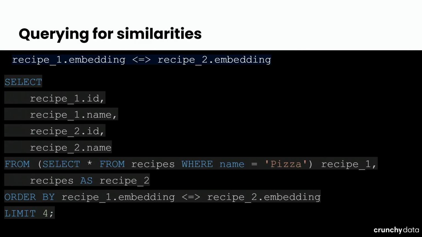So we're going to query for similarities. By a show of hands, who likes pizza? Right? Just about everybody likes pizza. So we're going to compare the embedding from one recipe to another, and in our results, we're going to grab the ID and name from two different recipes. And what we're looking for in our subquery is we want to compare the embeddings of our recipes to a recipe that has the name of pizza. And we're just going to give me the top four. So what are the top four most similar recipes to pizza?